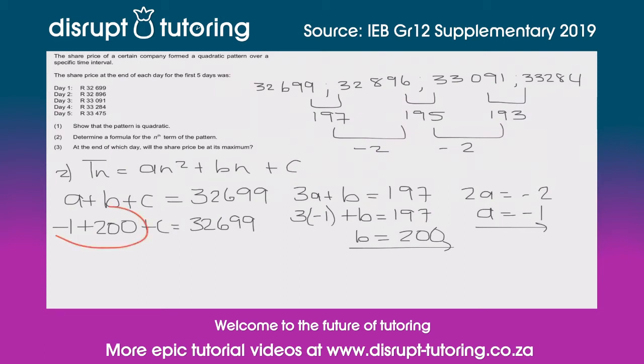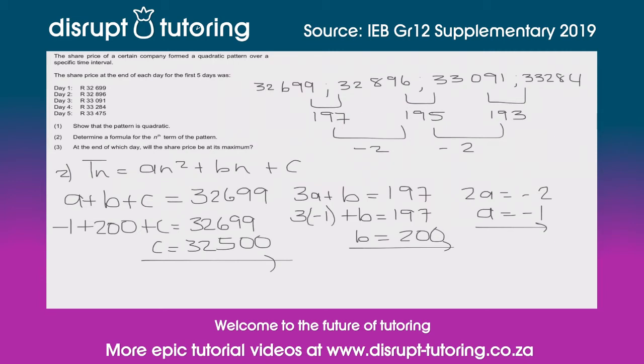And when we eventually take that across the equal sign, c is going to equal 32,500. So these are all really nice round numbers. Really, really nice numbers.